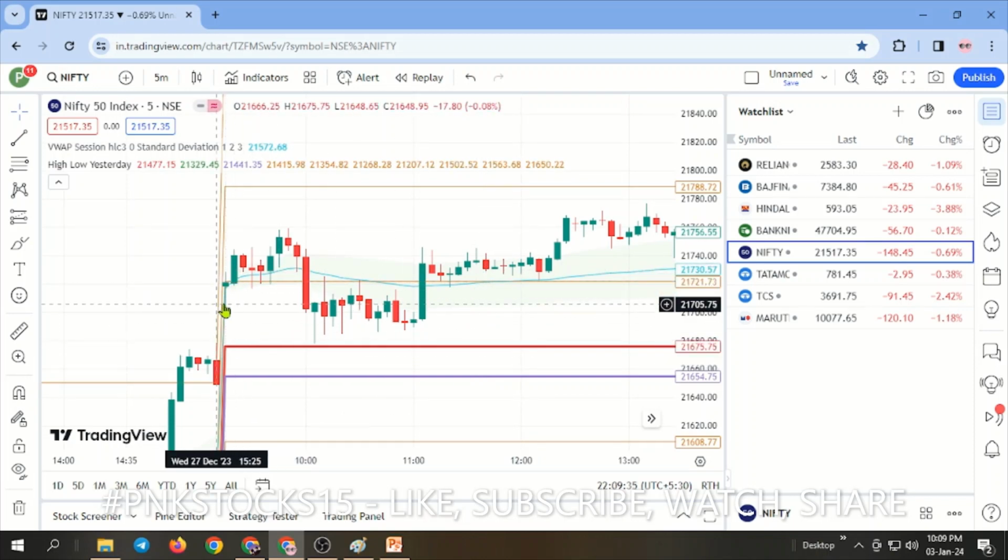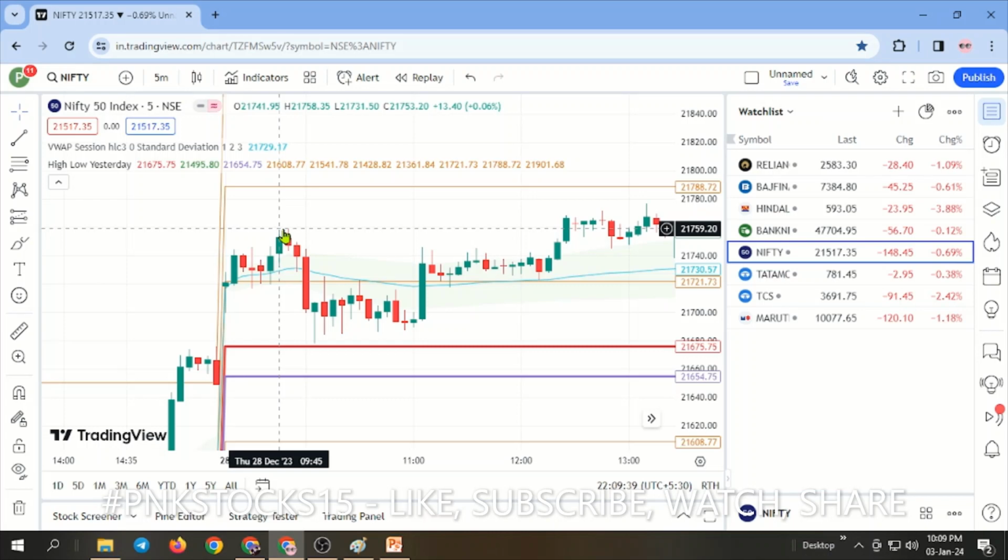Price started here, tried to go up. See, we don't have a clue and prices opened in between. We are not going to trade. At least in the first 15 minutes of the day, we are not going to trade. Let price settle down. See here, prices reached the previous day low.